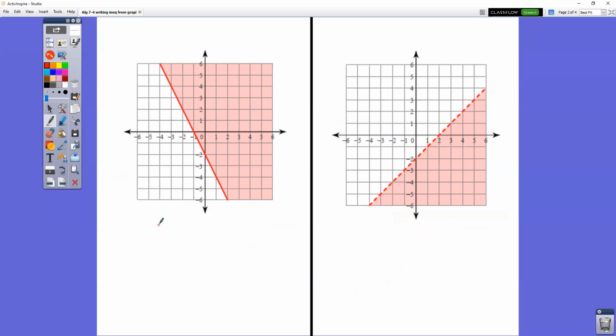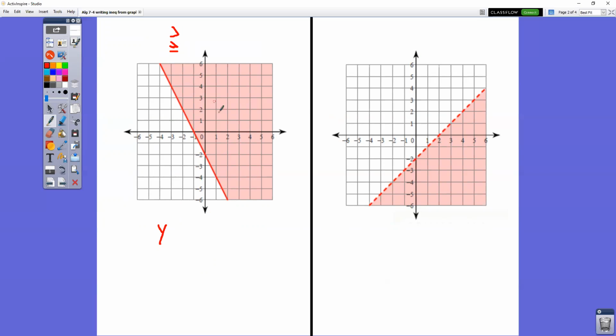The first thing that I would write down or type in every time is the y, because you're always going to have a y. Now, the next thing that you need to do is come up with your less than, greater than, less than or equal to, or greater than or equal to. When I take a look at this one, I notice that it is being shaded above the line. It's being shaded up here. So that narrows down our choices to either greater than or greater than or equal to.